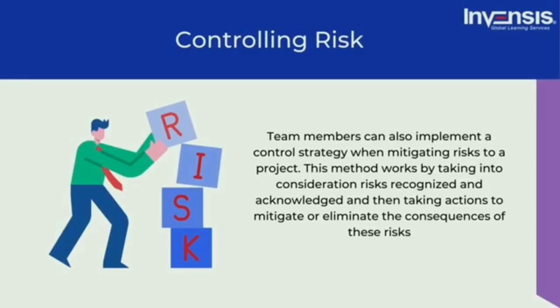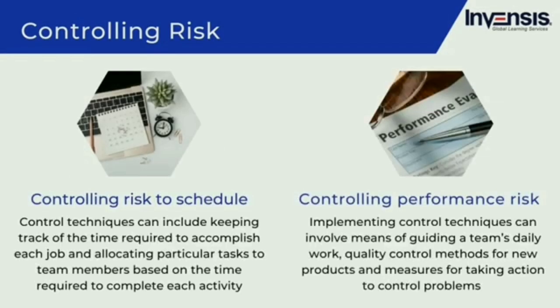The third risk mitigation strategy is controlling risk. Team members can also implement a control strategy when mitigating risks to a project. This method works by taking into consideration risks recognized and acknowledged and then taking actions to mitigate or eliminate the consequences of these risks. Some examples that demonstrate how control measures can be used for risk mitigation are: first, controlling the risk of schedule.